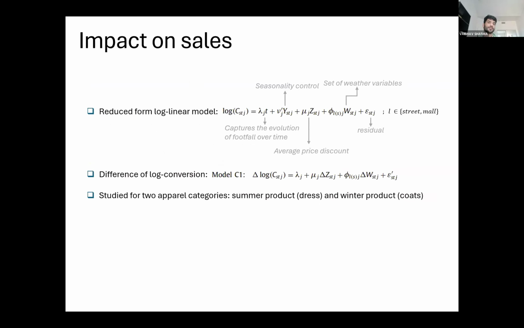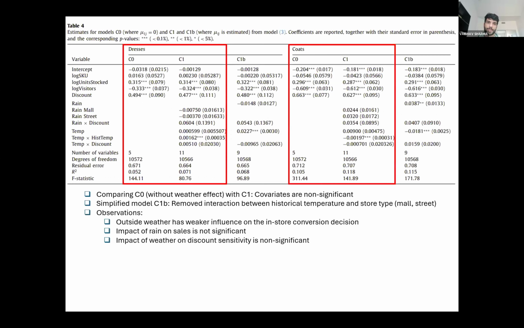To study the impact on sales, they again use the same reduced form of log linear model. Over here, the new variable J is the category, and they are using the difference of log model. And they studied this model on two apparel categories: summer product, which is categorized as dress, and winter product, which is categorized as coats. And again, this table summarizes their results.